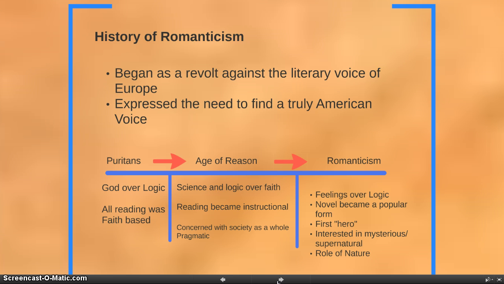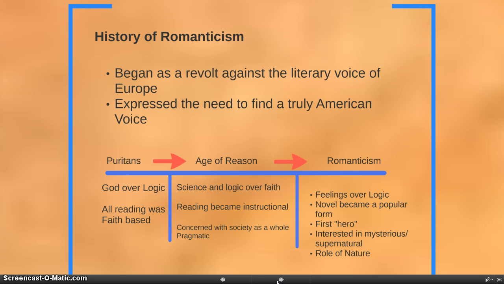If you remember, before we started The Scarlet Letter, we read something by Ben Franklin from his autobiography about virtues. That's a perfect example of literature during the Age of Reason. It stressed logic and instructions, right? So if you remember, Ben Franklin gave us his logical way that he was going to get better on the 13 virtues.